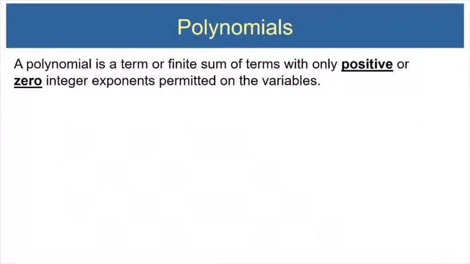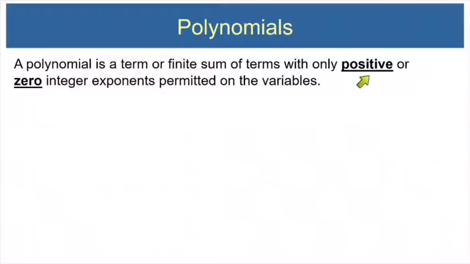Now that we've got our exponent rules nailed down a little bit, we can go on and apply those rules to some polynomials. So let's remember what a polynomial is. A polynomial is a term or a finite sum of terms with only positive or zero integer exponents permitted on the variables. So you'll remember from previous courses, the prefix poly means many. So polynomial just means many terms. And it can be either one term or several terms, but it's got to be just a set number of terms. It can't be an infinite sum of terms. It's got to stop somewhere.